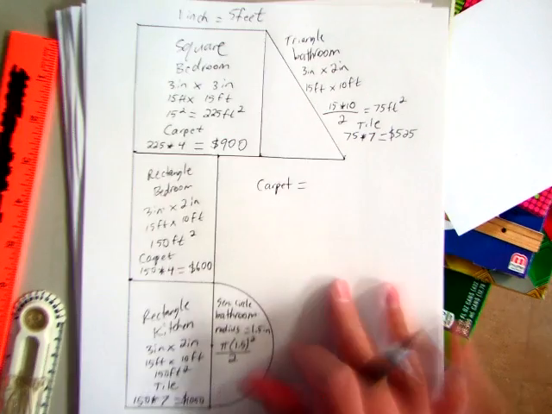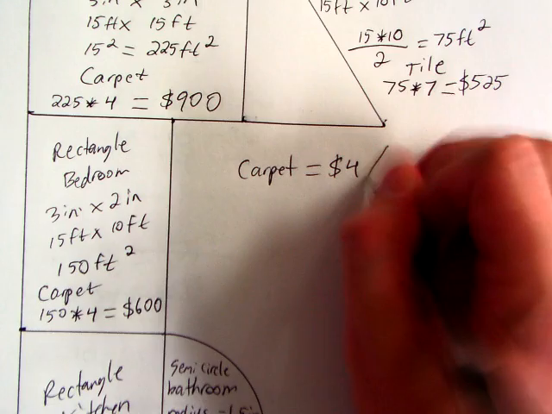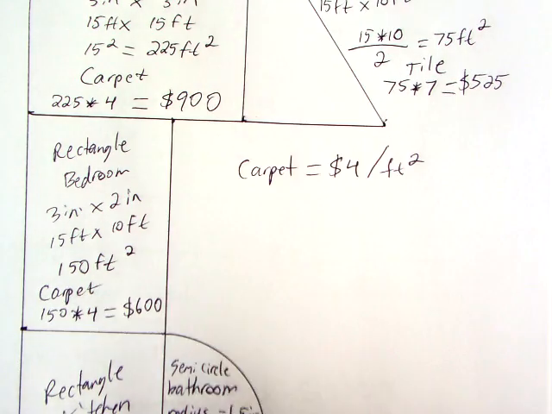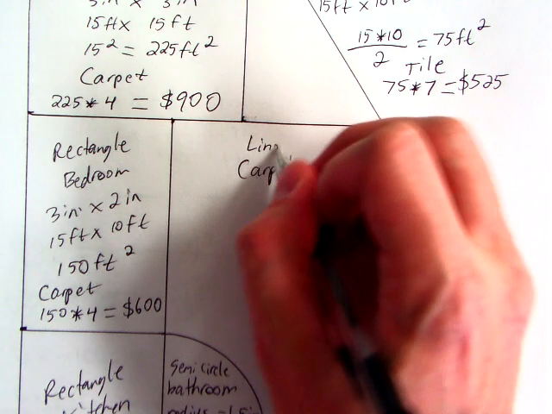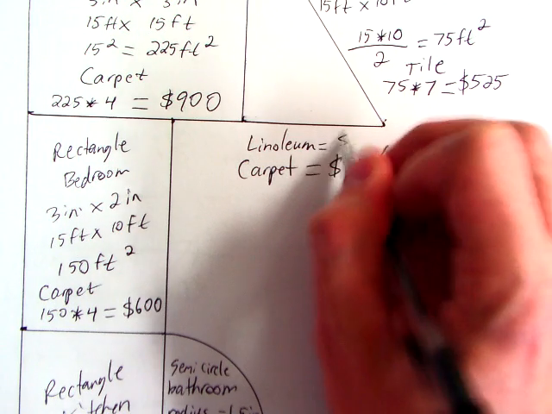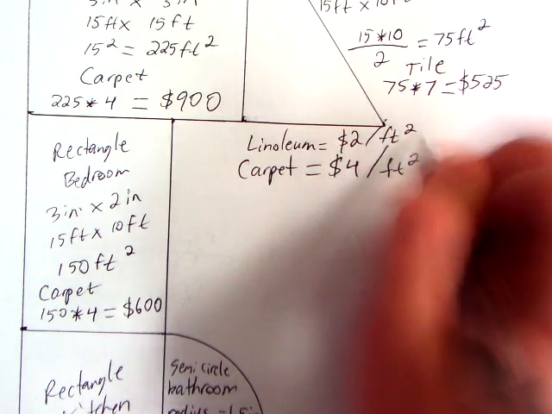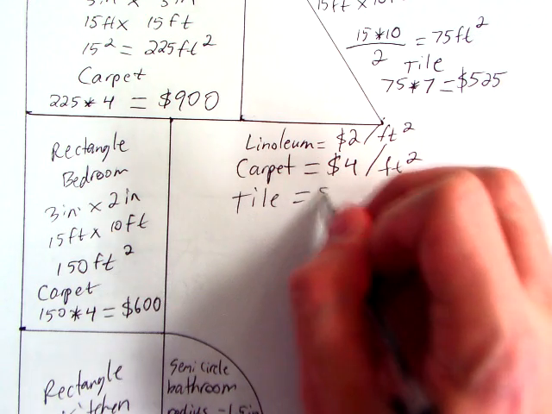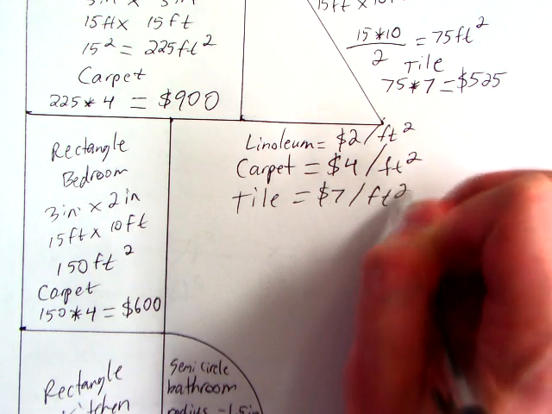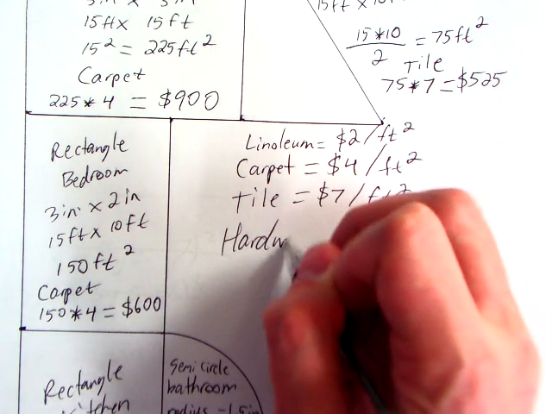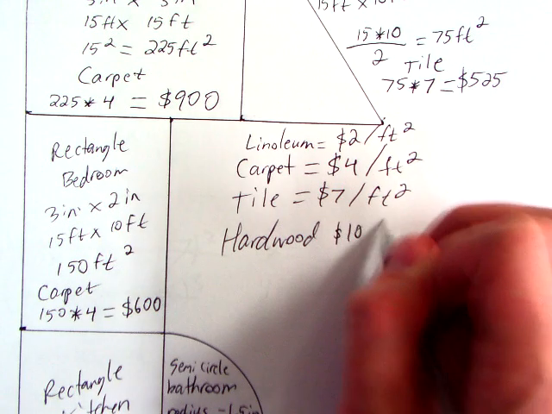Carpet was $4 per square foot. Linoleum is $2 per square foot. Tile, $7 per square foot. And hardwood is $10 per square foot.